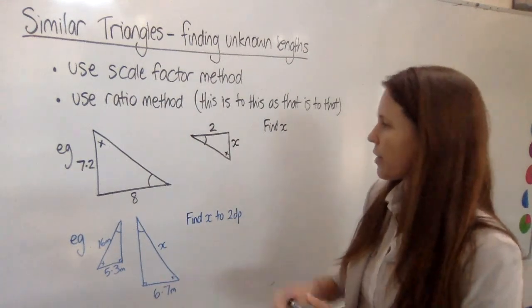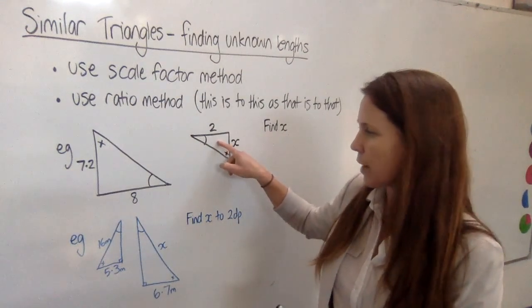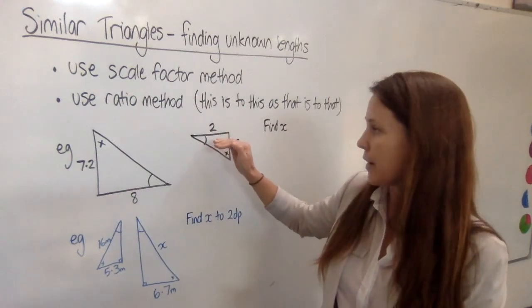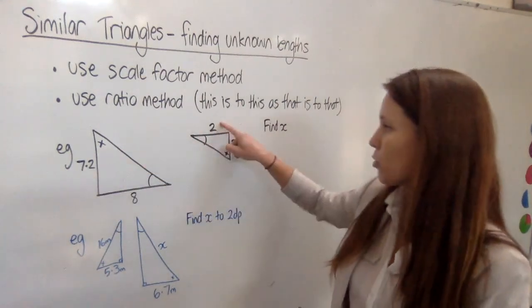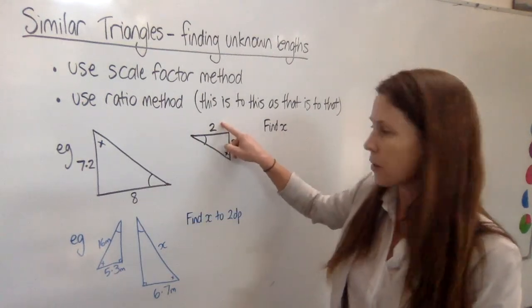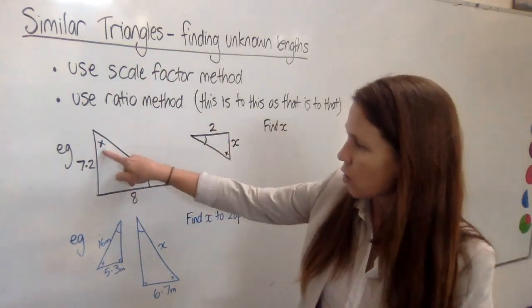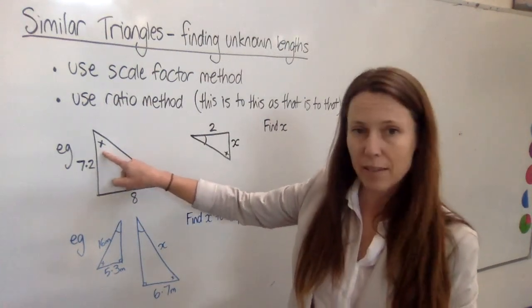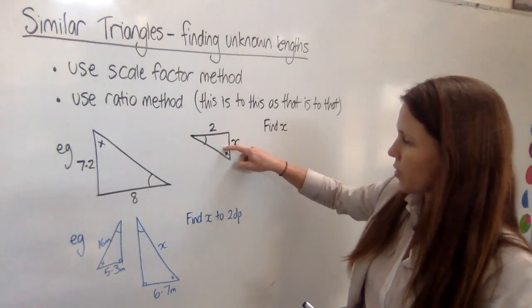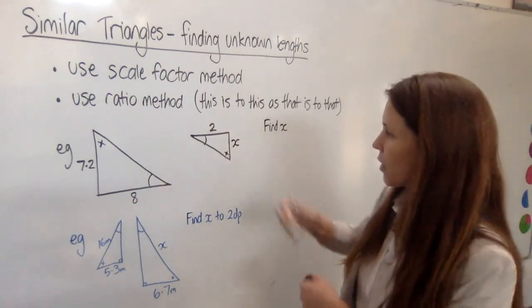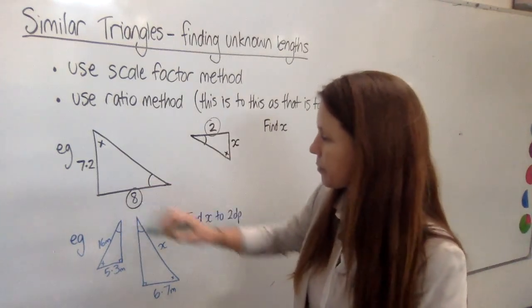So I can say, all right, this is the smaller triangle of the two. How much smaller is it? Now, very important you get the corresponding sides lined up. I can't compare the 7.2 with the 2. I need to compare the 8 with the 2. And the reason that I know is because this 8 here is opposite the angle with the x in it. And the side that's opposite the x on this triangle is the 2. So the 2 and the 8 are corresponding sides.